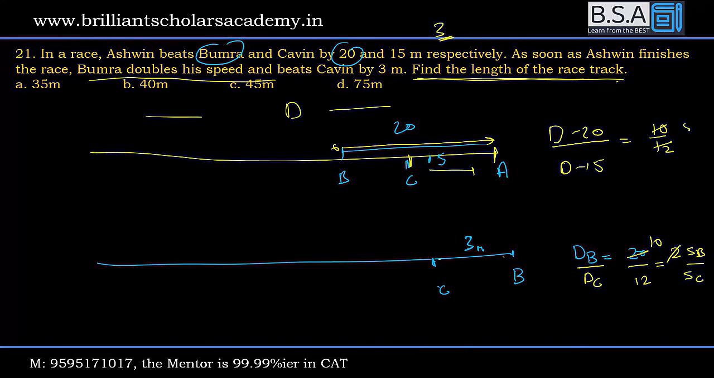Simplify this. This is 5 by 6, cross multiply. 6 into d minus 120 equals 5 into d minus 75. इसको इधर भेज दो. d is equal to 120 minus 75. There's your answer. So focus on the end result.